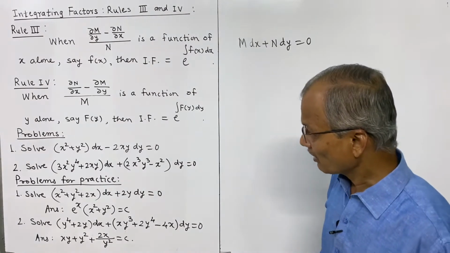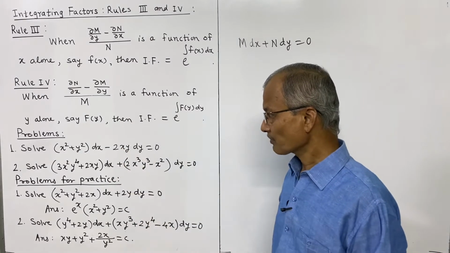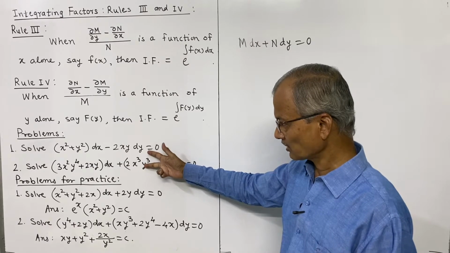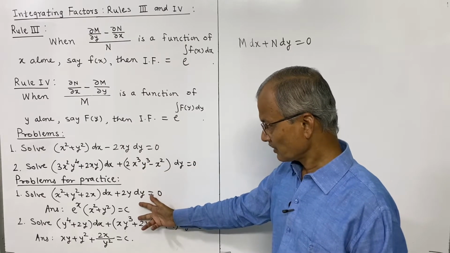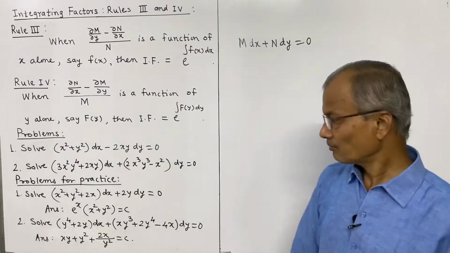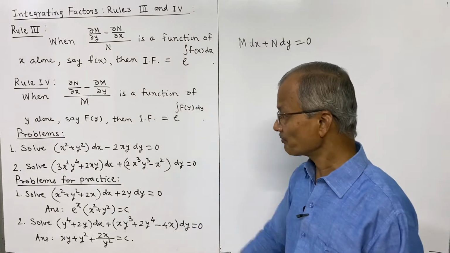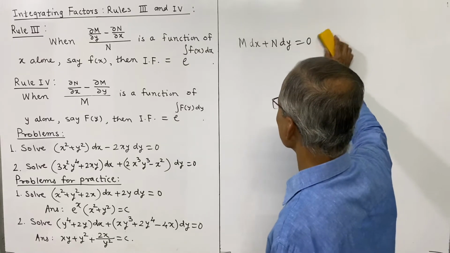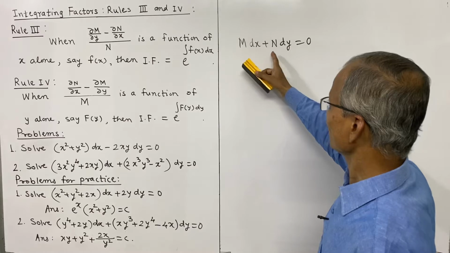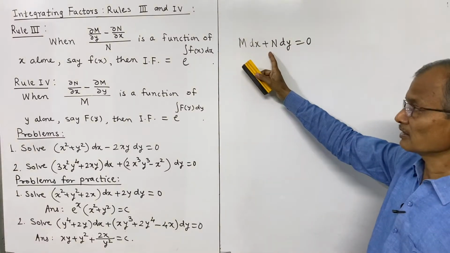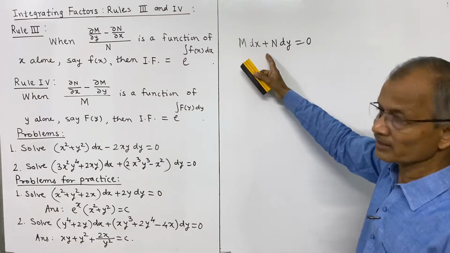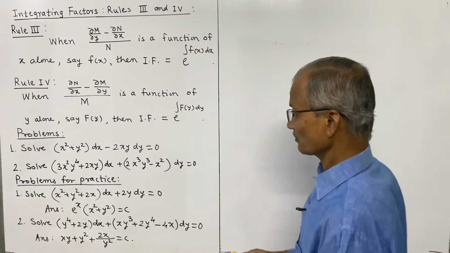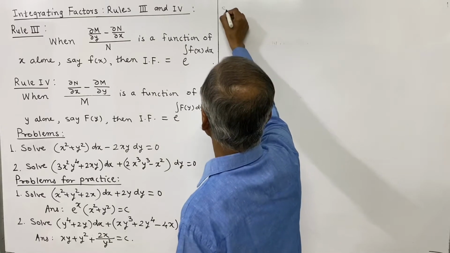So these are the rules 3 and 4. And now we shall solve problems on it. I have written problems here. Some problems we will solve first. These two problems we shall solve, and then these are written for practice. You should solve these two. Now we shall consider the solution of the first problem. So this is the equation which we are considering, to convert into exact form. So we shall write the solution for the first.